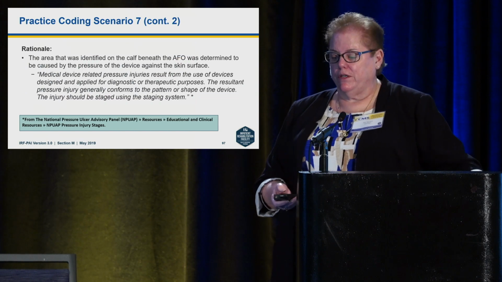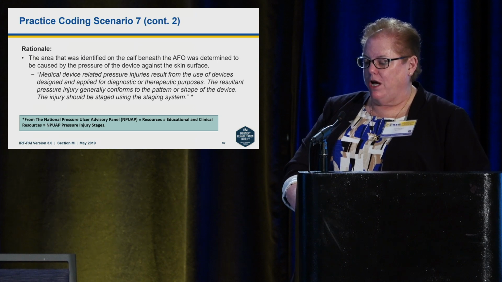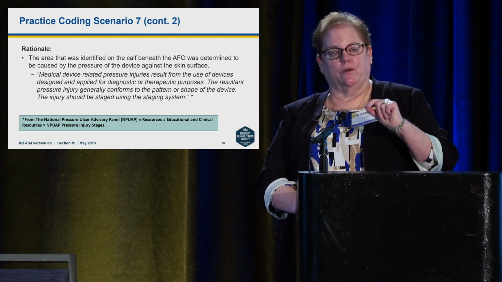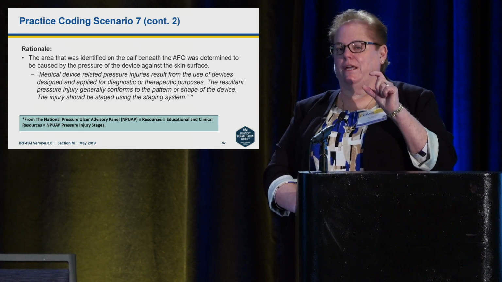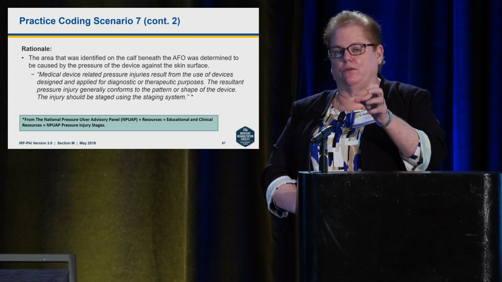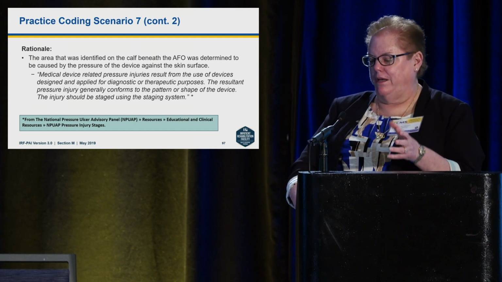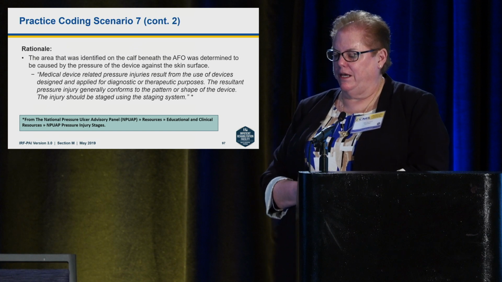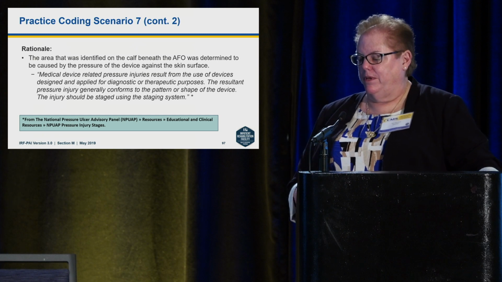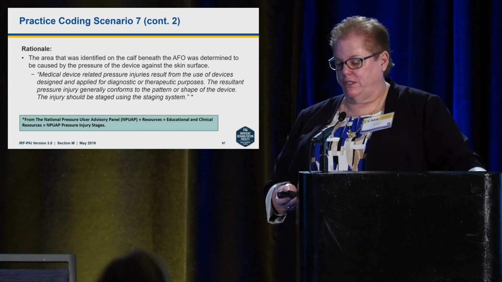So the rationale here is the area that was identified on the calf beneath the AFO was determined to be caused by the pressure of the device against the skin surface. So first and foremost, they investigated and realized that the splint probably matched right up to the wound. It usually is a similar shape. They determined that this wound was pressure related and the medical device, and it resulted from that use. And so the fact that it had pressure, it generally conforms with the pattern and shape of the device, and the injury should be staged using the staging system.